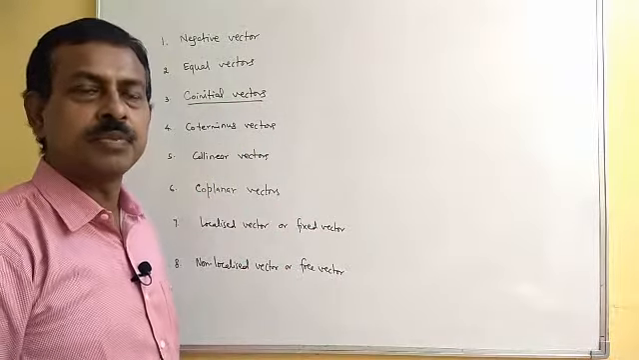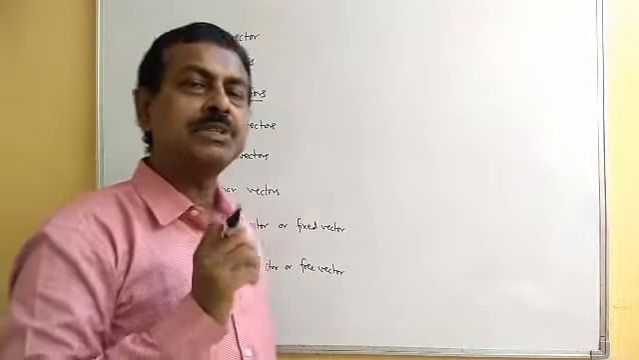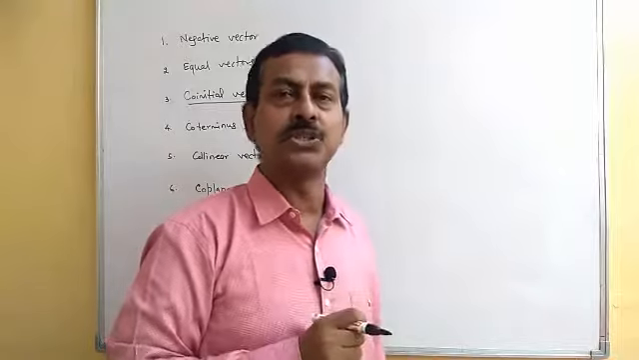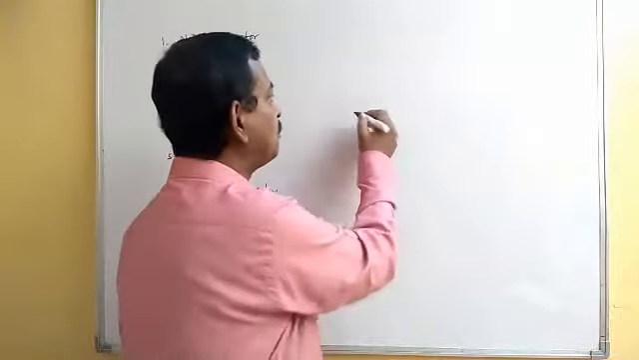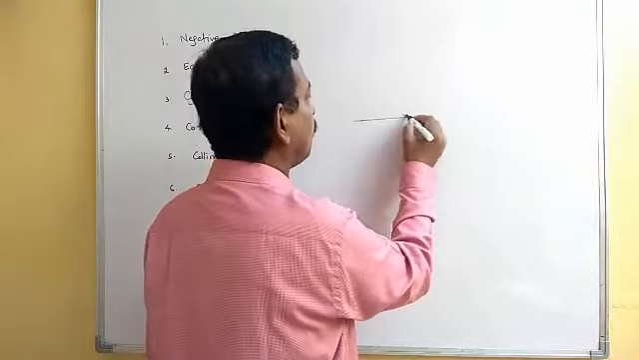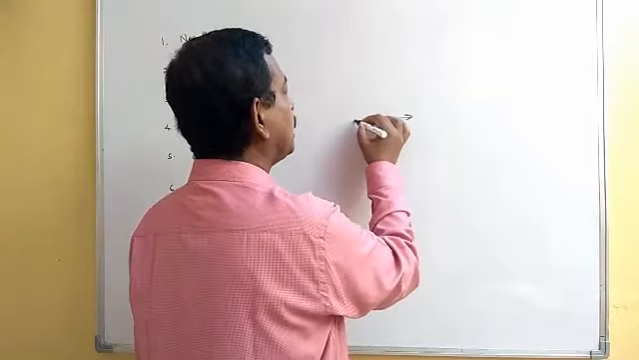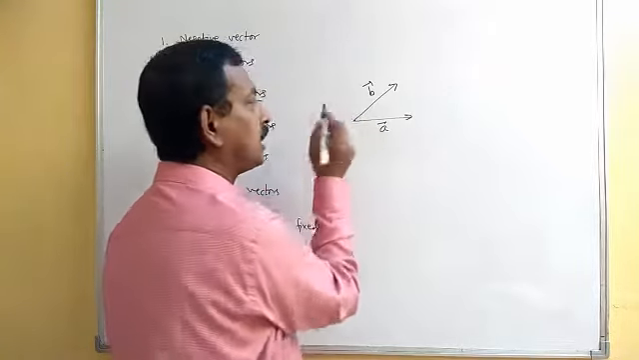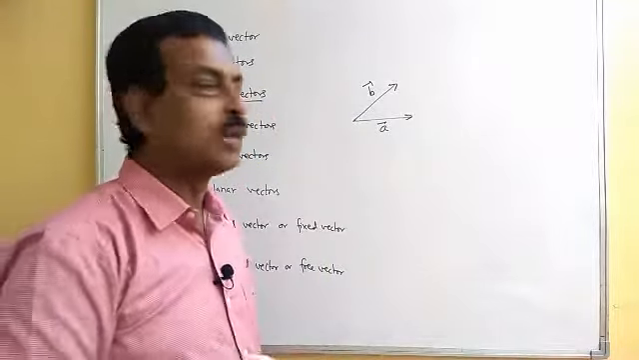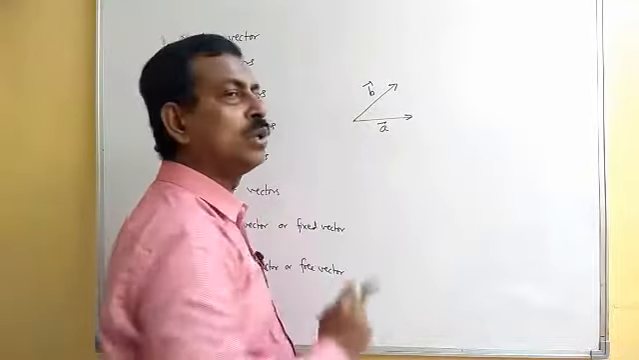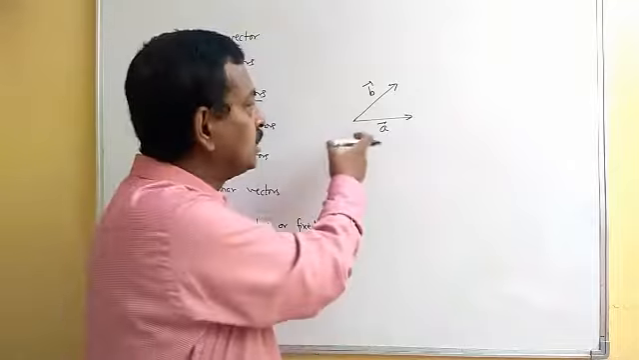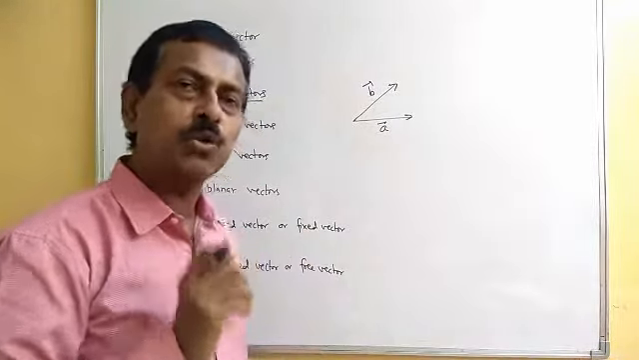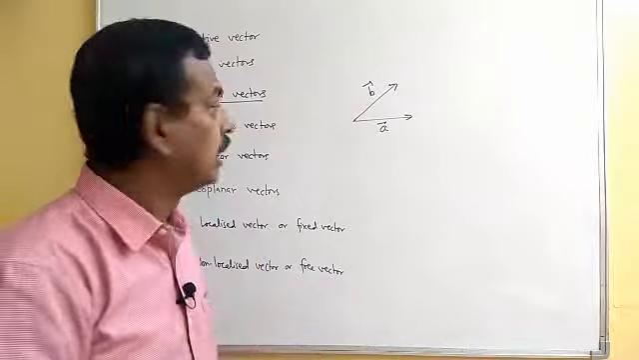Co-initial vectors. Two vectors having same initial point, they will be called as the co-initial vectors. So if I have a vector A, another vector B is there, both have the initial point at one particular point. So these two will be called as the co-initial vectors because their initial points are at one particular point. So they are called as the co-initial vectors.